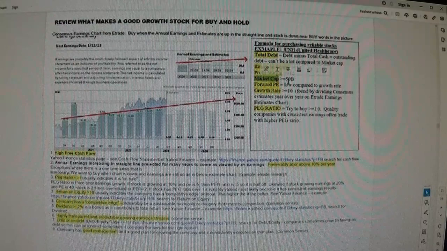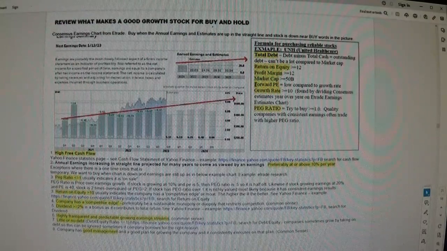Market cap has to be a big company because that's more predictable. And the PE has to be reasonable, and a growth rate we like to have greater than 10. And we like to have a PEG ratio around 1. And we like to have a high free cash flow. And the company has to have a competitive edge.